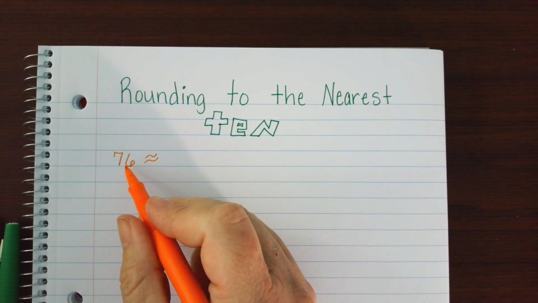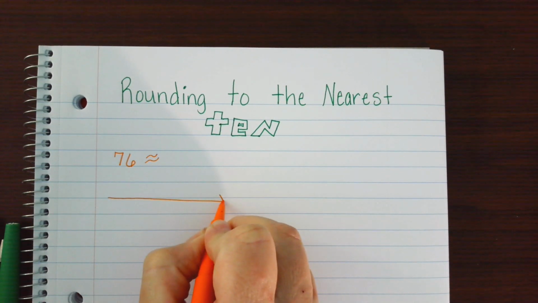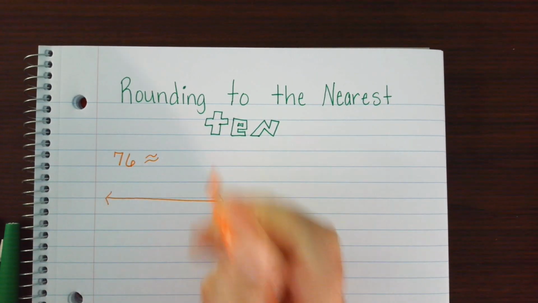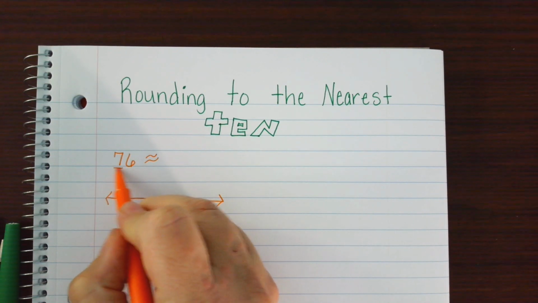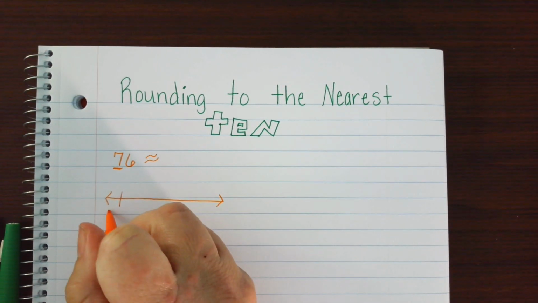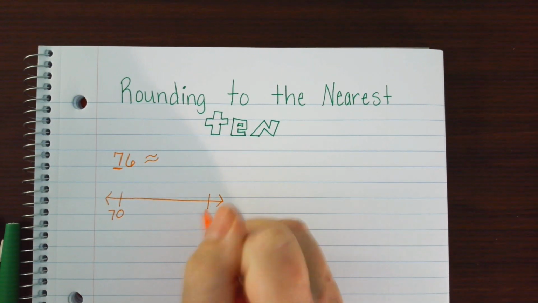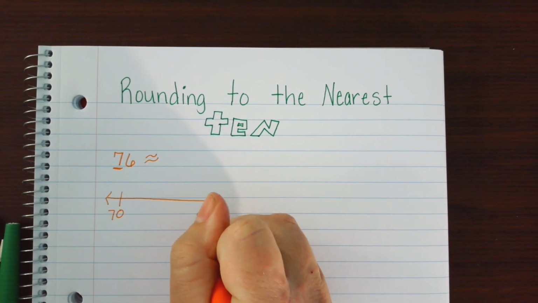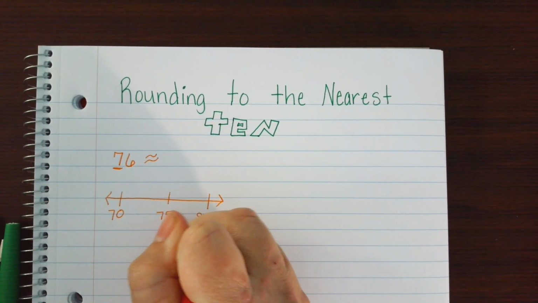First of all, if we wanted to, we could draw our number line. This is one strategy. Okay, you're going to say, well, I'm rounding to the nearest 10, so how many 10s do I have? I have 7 10s, which is 70. One more 10 is 80. And halfway in between is going to be 75.